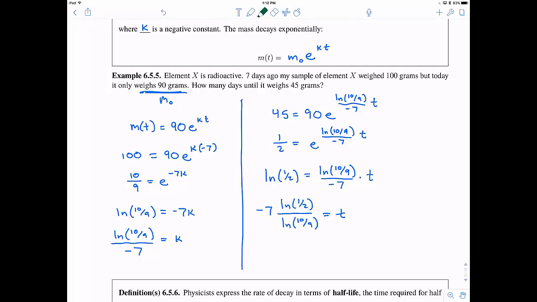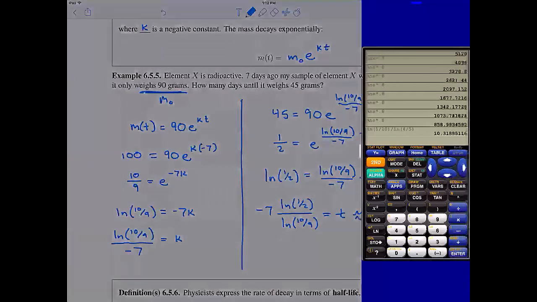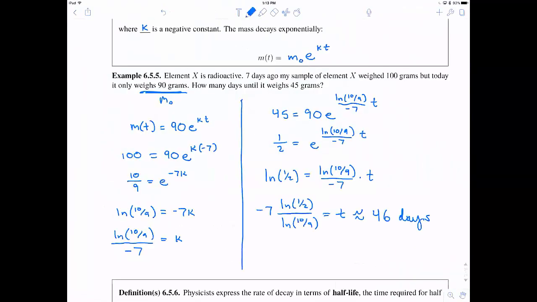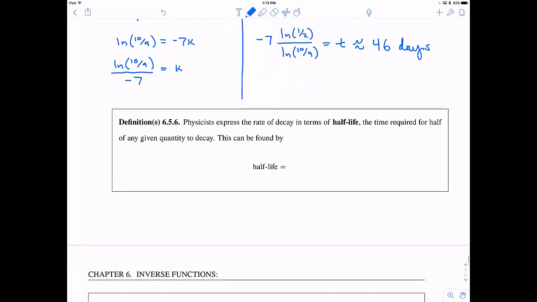So crisis averted. Another way we can do this, because we have our calculators, is let's check. I'm going to plug in my -7, multiply through by the natural log of 1/2. The claim is that this is actually a negative, and divide by the natural log of 10/9. And we should see that we get out a positive. Yeah, we do, and great, that's positive. And so it's about 46. Remember, my unit for time here was days, so 46 days would get me to 45 grams.